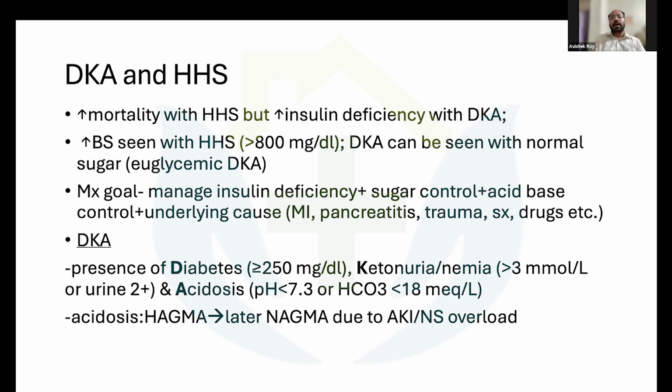I'll come to that, the charts are already there. But usually you won't find an HHS patient with a sugar of 500. However, DKA can occur at sugar levels anywhere more than 200. There is an entity known as euglycemic DKA where you can have normal sugars, but the patient will have acidosis and ketonemia. I'll discuss euglycemic DKA in one or two slides.